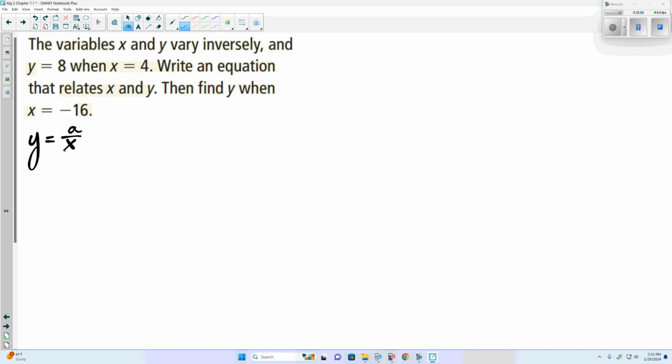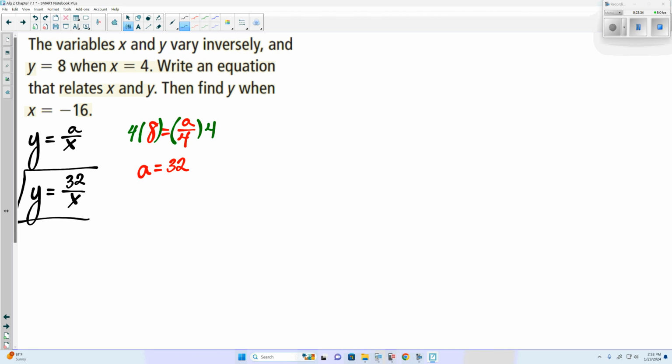Y equals a over x. So we need to find the value of a first, and then plug in the value of x of negative 16 to find y. So 8 is equal to a over 4. Then we multiply both sides by 4. And then it equals 32, right? A is 32. So our equation, y is equal to 32 over x. So that is half of our answer. Y equals 32 over x, because we need to find the equation first. And it actually does ask us to find the equation.